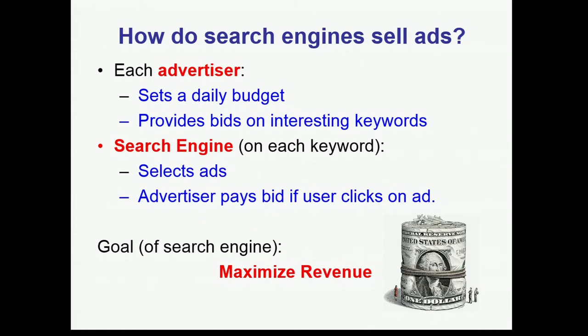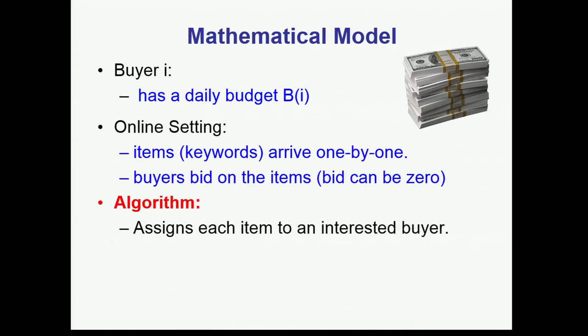So a user appears, and this is a very simplistic model, of course, the user puts in some search word. This search maps to a bunch of advertisers which are interested in this user. If their ad is going to be shown, the advertiser will pay the bid that he committed to. But the advertiser also has a daily budget which cannot be exceeded. So we can think of this as a bipartite graph.